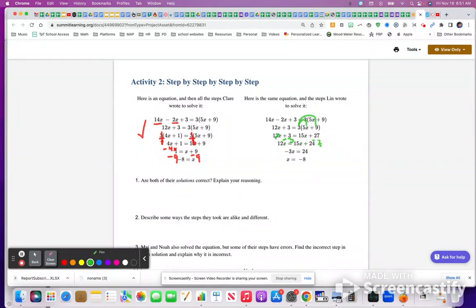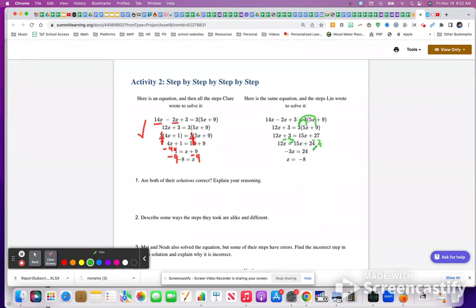And 12x plus 3 minus 3 is just 12x. And 15x plus 27 minus 3 is 15x plus 24. So she subtracted 3 from both sides, got rid of that 3, and reduced the 27 to 24. Now she's looking at 12x equals 15x plus 24.